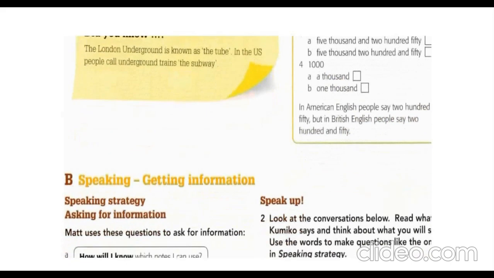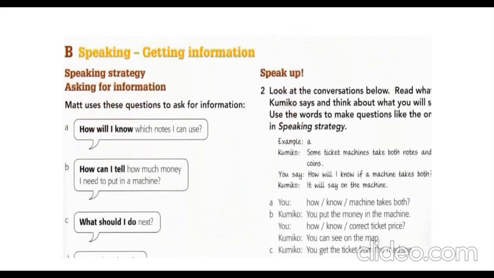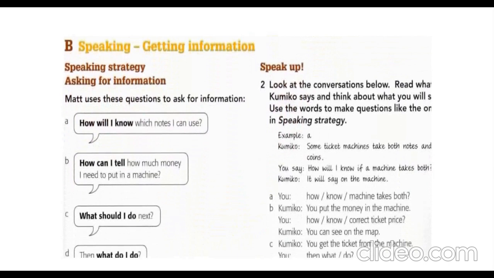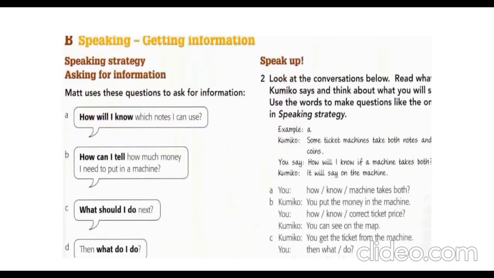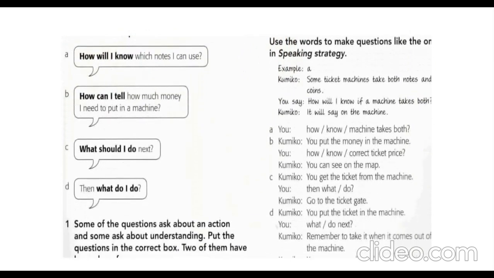Now, we have getting information with speaking. Speaking strategy: asking for information. Matt uses these questions to ask for information. How will I know which notes I can use? How can I tell how much money I need to put in a machine? What should I do next? Then what do I do?